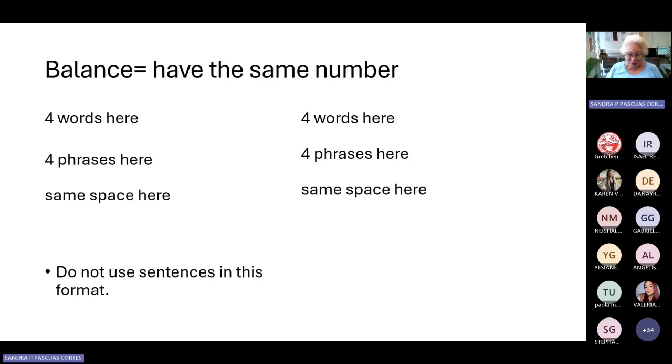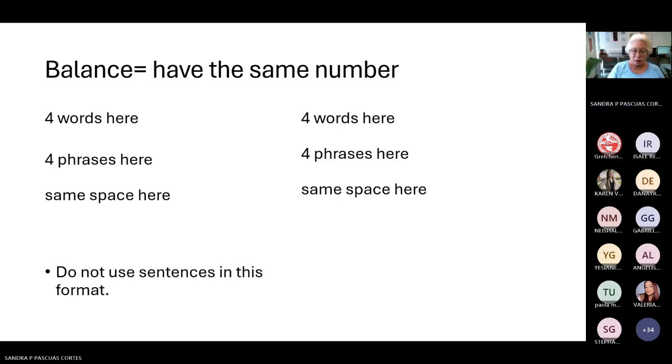Now, here is something. When you have a PowerPoint presentation format that is divided into two boxes, a box over here and a box over here, if you have four words in the first box, you have to have the same number in the other box. Four words, four words. Four phrases, four phrases. Same space, same space.